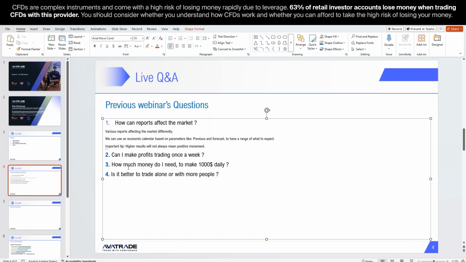It may, but it's not really natural. We're expecting a higher figure on something positive to respond positively, and if we're measuring inflation or something else that is measuring something negative in the economy or any other governmental issues report, we can expect it the other way around. Excellent. The second question here is, can I make profits trading once a week?